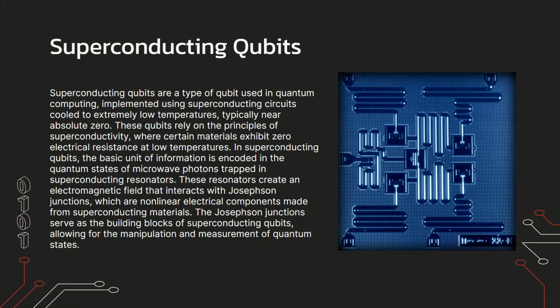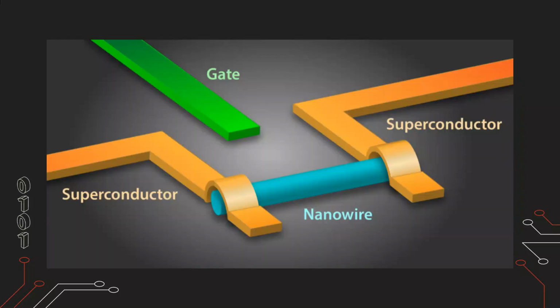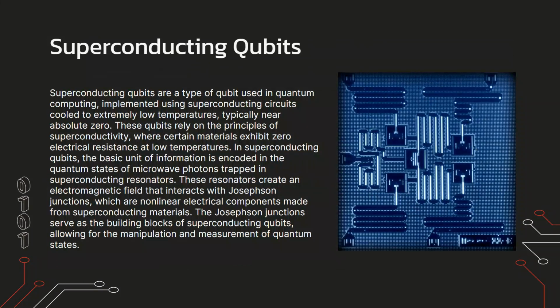So superconducting qubits are a type of qubit used in quantum computing, implemented using superconducting circuits cooled to extremely low temperatures, typically near absolute zero. And these qubits rely on principles of superconductivity, where certain materials exhibit zero electrical resistance at low temperatures.